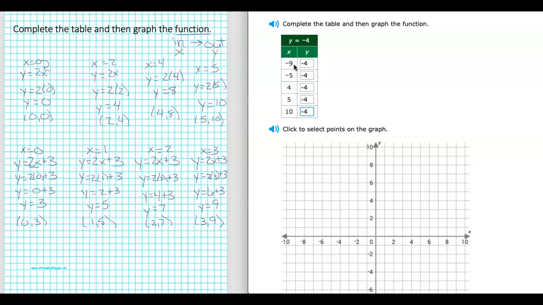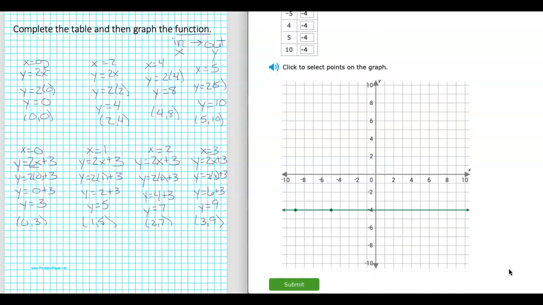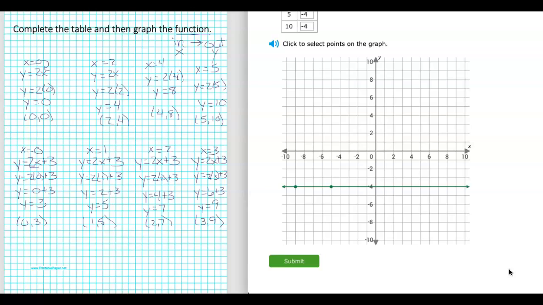So I can look here, -9, well, -4. I'm going to go to -9, -4, click. Well, my next one was -5, still at -4. So if you notice, I have a horizontal line. That's okay. Linear lines can absolutely be horizontal. And I'll hit submit.